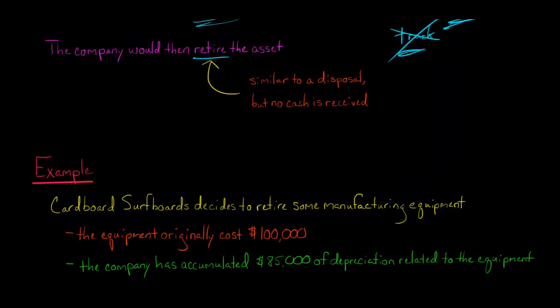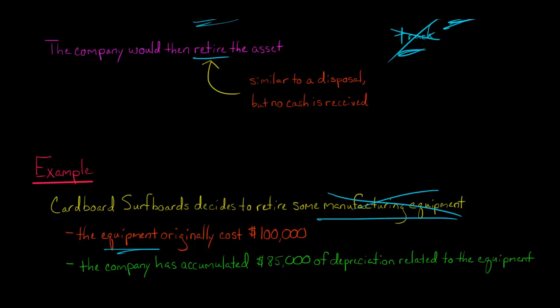Let's say we've got a company called Cardboard Surfboards, and they decide that they want to get rid of some manufacturing equipment. It's no longer useful to them. Maybe they said, you know what, people actually don't like cardboard surfboards as much as we thought they would, so we don't need this manufacturing equipment to make them anymore. So let's say that the equipment had an original cost of $100,000. That's back when they originally purchased the manufacturing equipment.